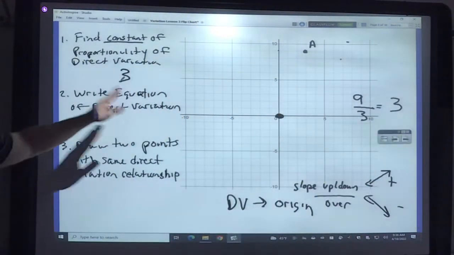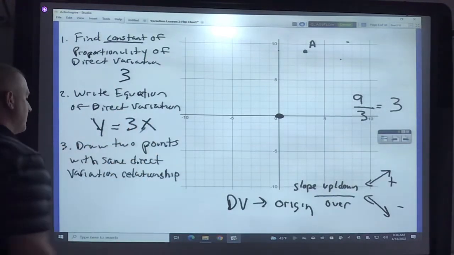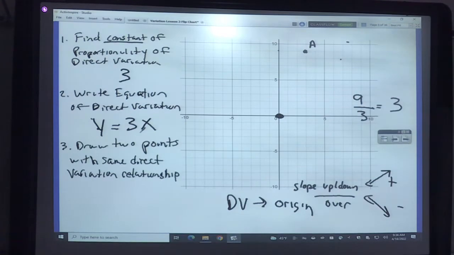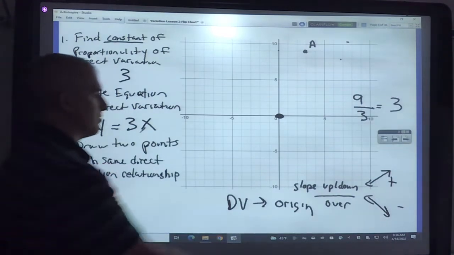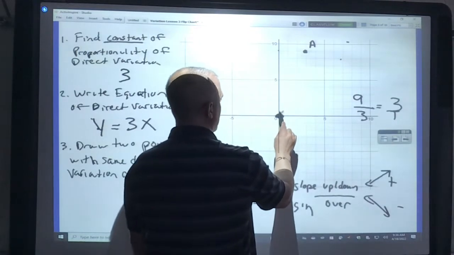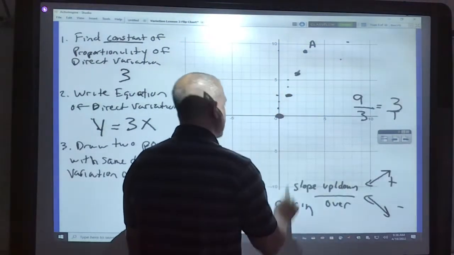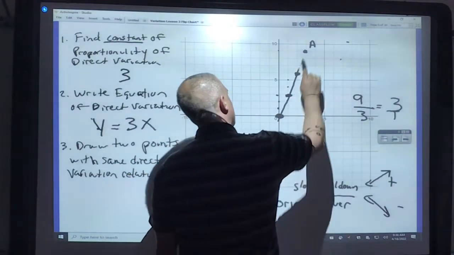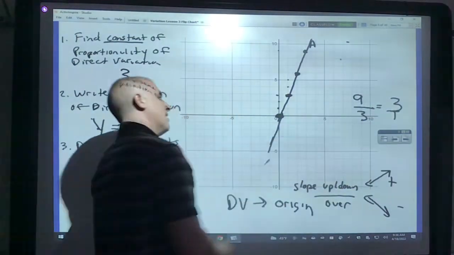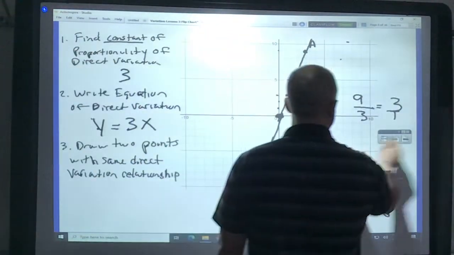How do I make a direct variation equation? Very easy. Y equals whatever that is, with x. It says draw 2 points in the same direct variation relationship. So this is like 3 over 1. From this, I can go 1, 2, 3 up, and 1 over. The big thing is it's got to go through the center. Make sure you draw your relationship through the center.